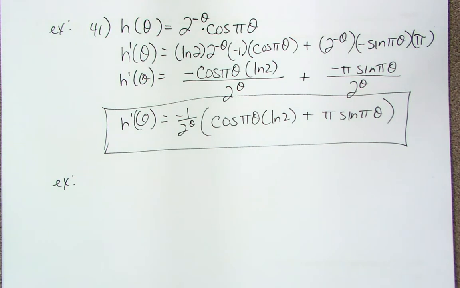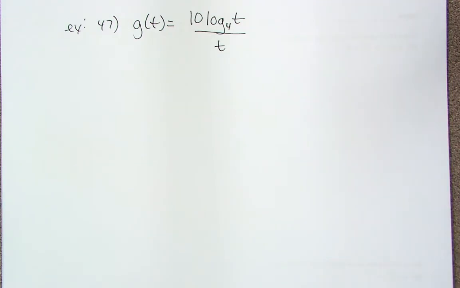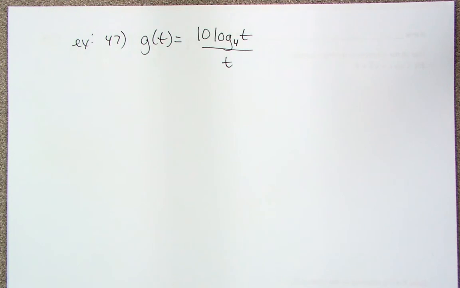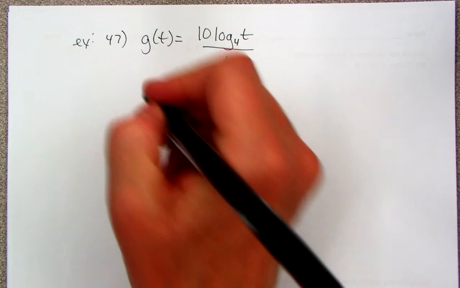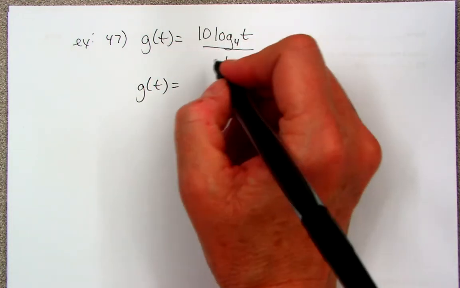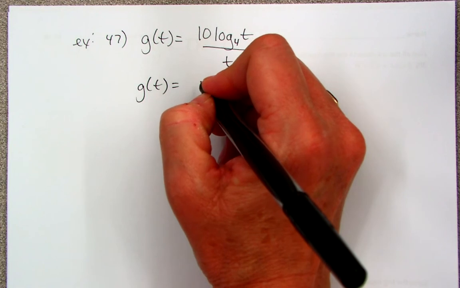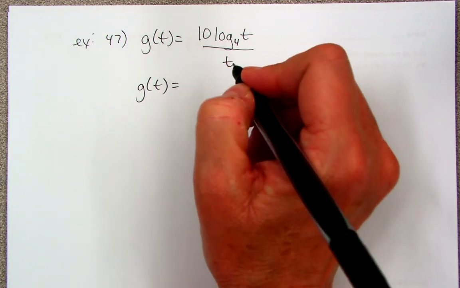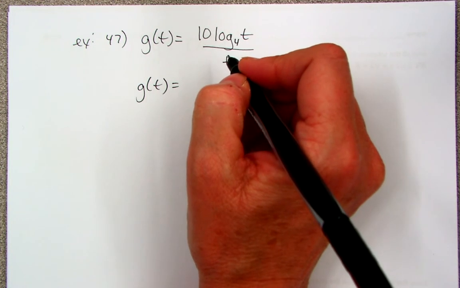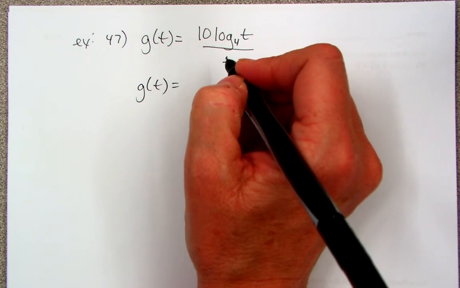Next example is going to be on the next page. Still the same direction: take the first derivative. First thing I'm going to do with this is rewrite it. No, I don't think I want to. I think I'm going to go ahead and just do the product rule. What do I want to do here?